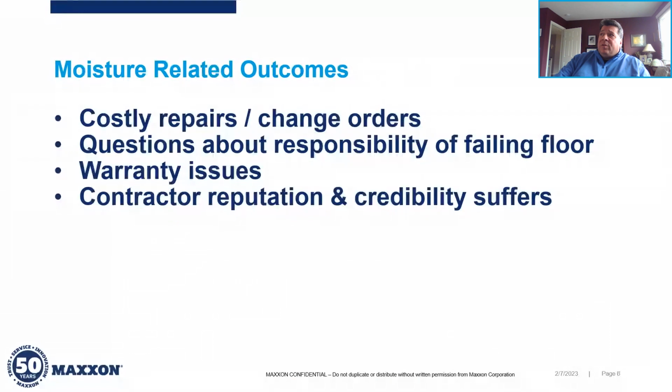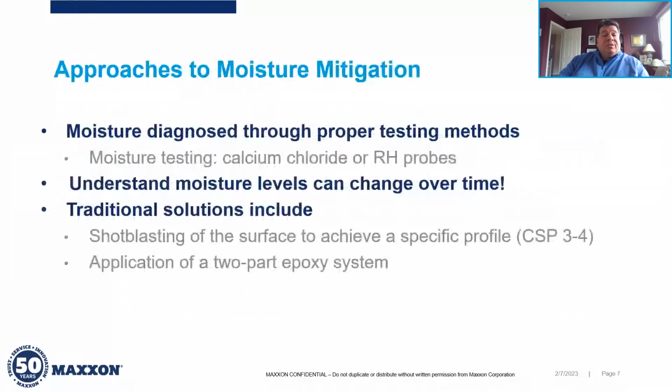When we talk about traditional approaches to dealing with moisture, we first have to realize that all concrete slabs should go through a method of testing to decide first and foremost if there is a moisture issue in that slab. And when we test via either the calcium chloride test or the RH probe test, we have to understand that whatever readings we get are only a snapshot in time. And we have to know that those levels of moisture in that slab can change. They're only a snapshot or a window into that time.